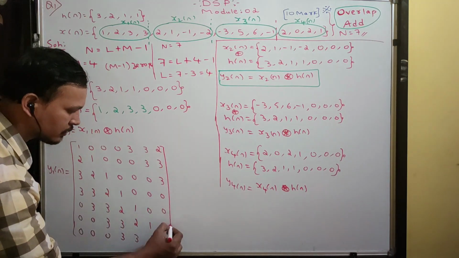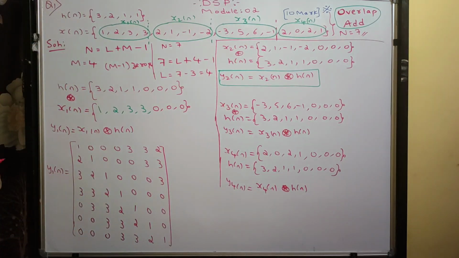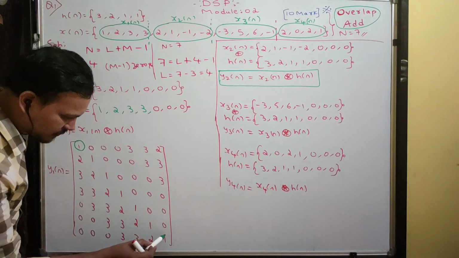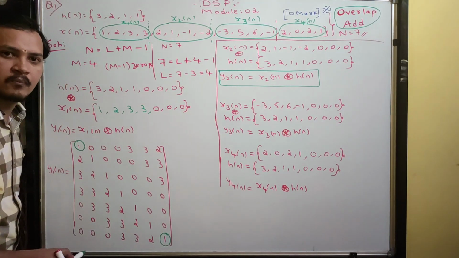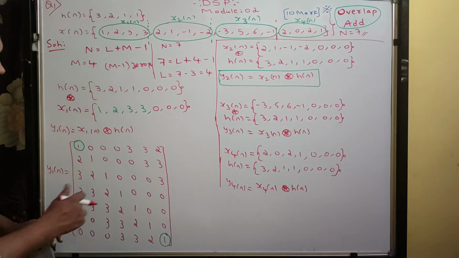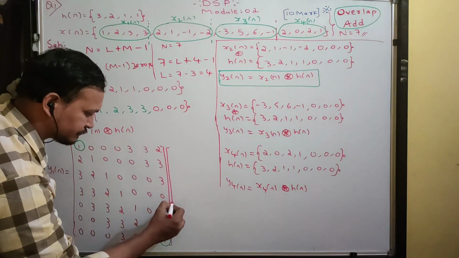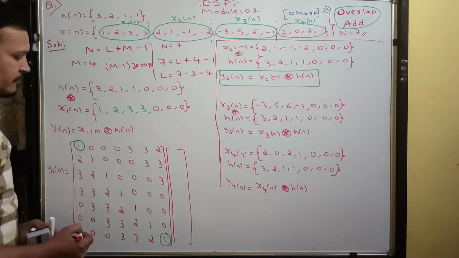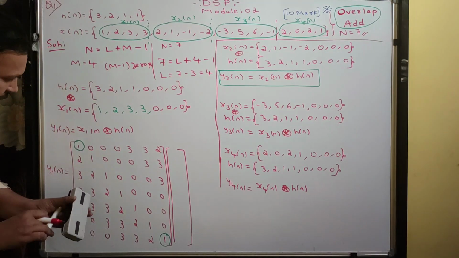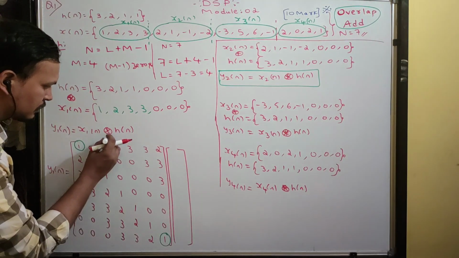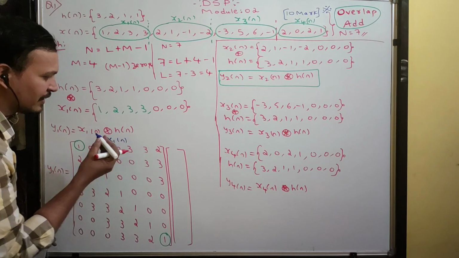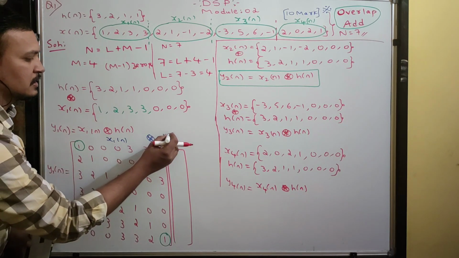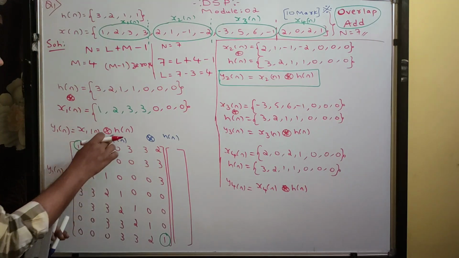Okay. What you return in the starting, the same number you will get in the ending. Okay, got it? Fine. Now multiply it with h of n. What is this entire thing? x1 of n. Okay, circular convolution with h of n. What is h of n?